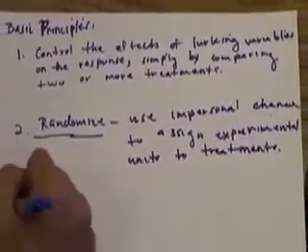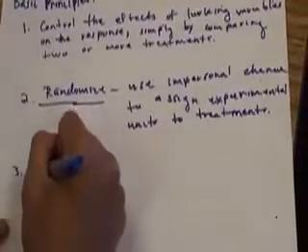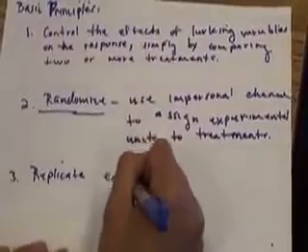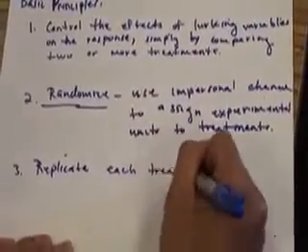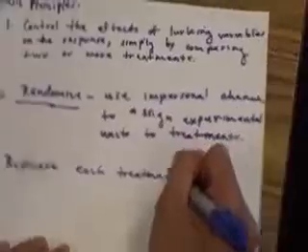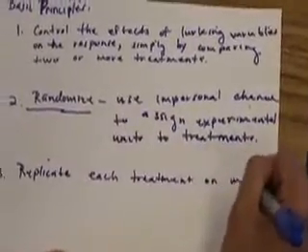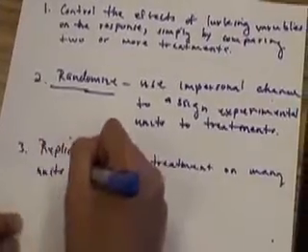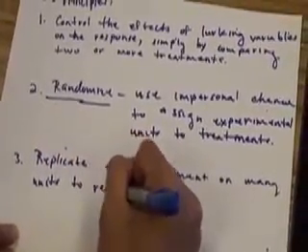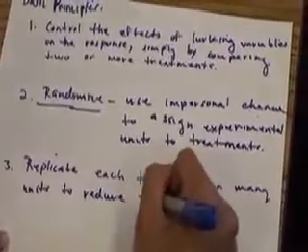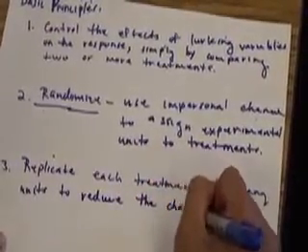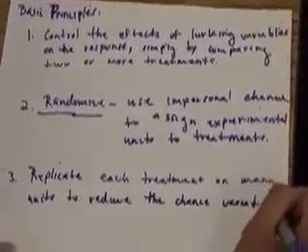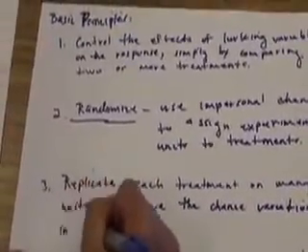Number 3. Make sure that you replicate each treatment on many units to reduce the chance variation in the results of your experiment.